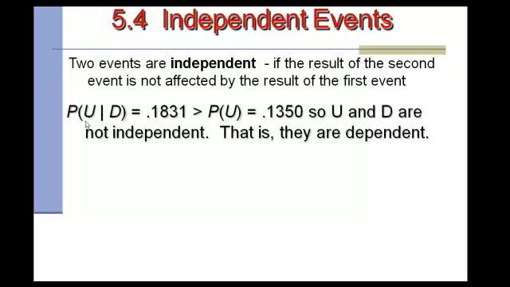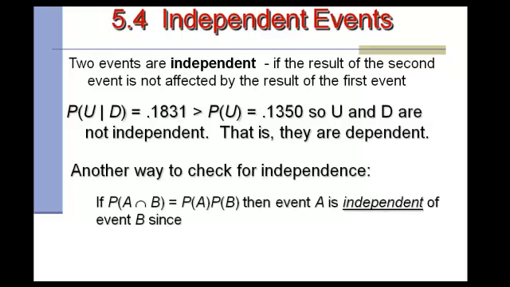So, returning to our unemployed and dropout example, the probability that given somebody's a dropout they're unemployed came out to be 0.1831. That is greater than the probability of being unemployed, which was 0.1350. So, being unemployed and being a dropout are not independent. They're dependent. If you're a dropout, it certainly will have an effect on whether you may or may not be unemployed.